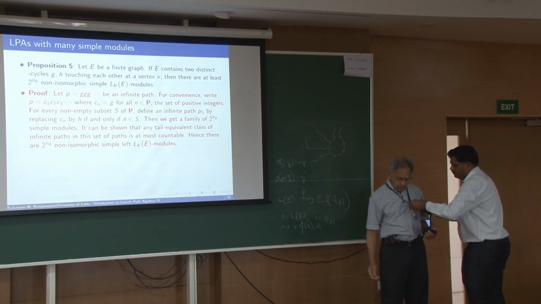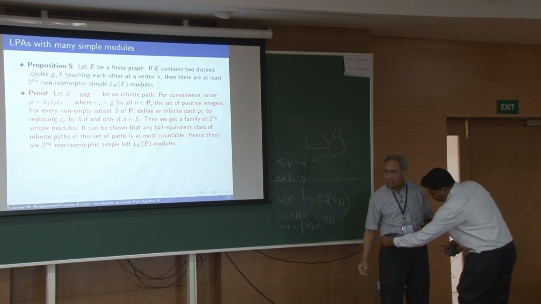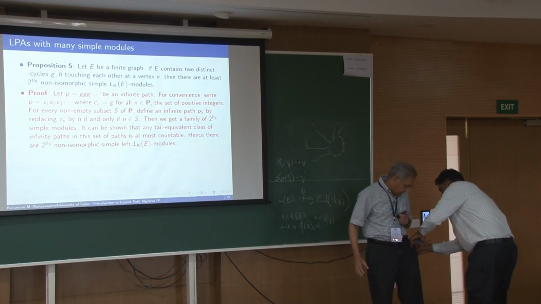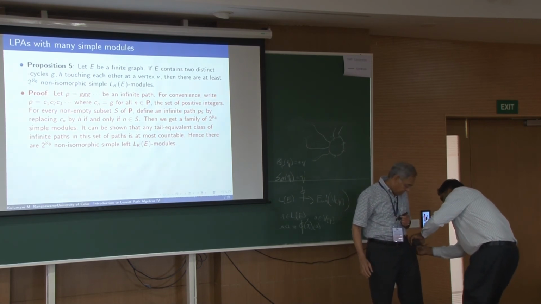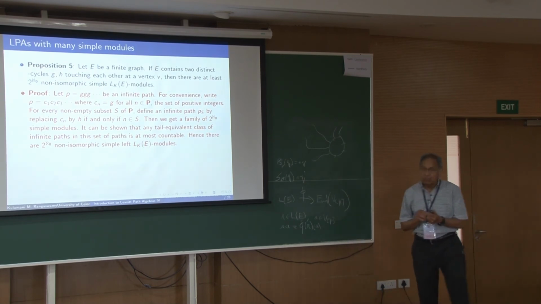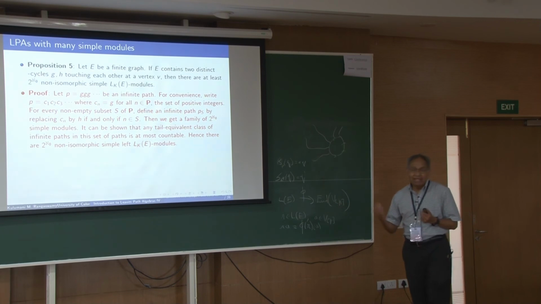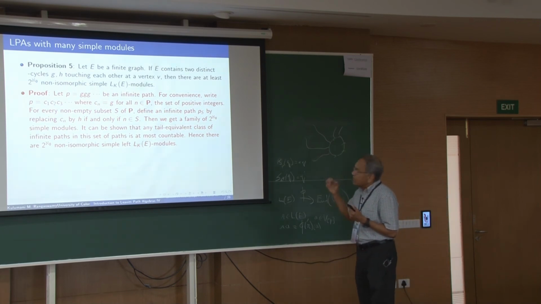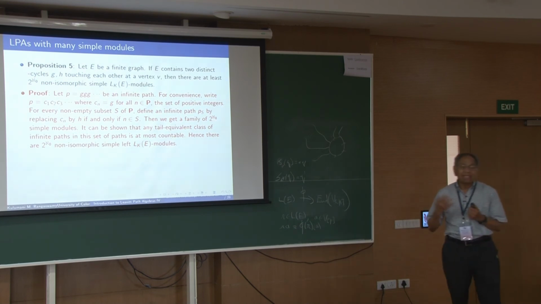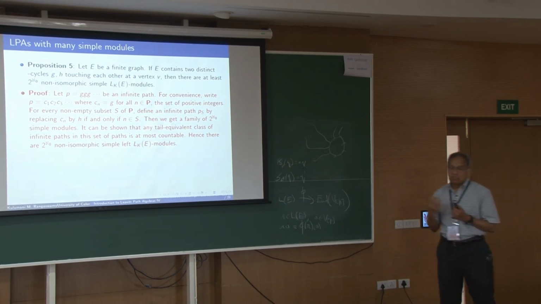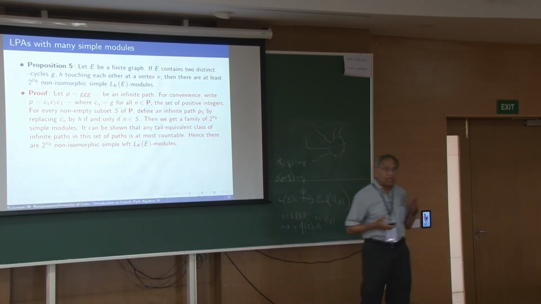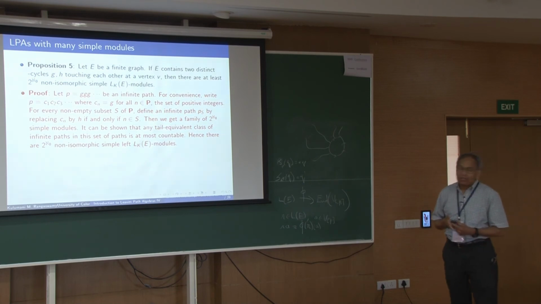So at the end, the endpoint choices are at most countable. Among the 2 to the aleph-naught, each equivalence class, given one member, the number of equivalent paths is only countable at the most. Therefore, there will be 2 to the aleph-naught non-isomorphic ones. So it's a cute idea.